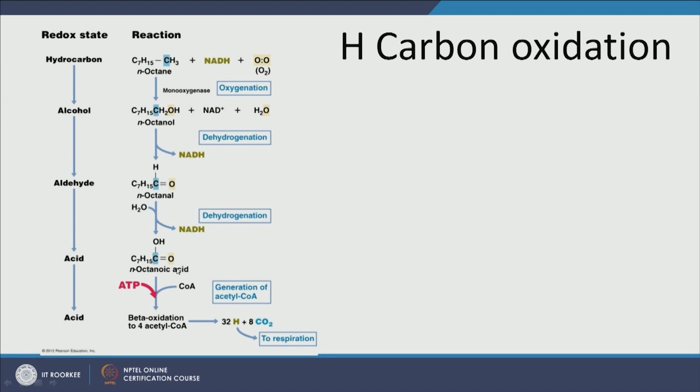Now once you have made acid, these things are very easy to break. They will break down as acetyl CoA, and this CoA will undergo degradation, and then you will need an energy input, and then you will do beta oxidation of acetyl CoA, and finally you will have 8 carbon dioxide and 32 H, and this will be respired. So this is how hydrocarbon degrades.